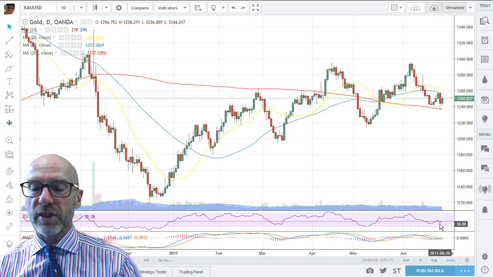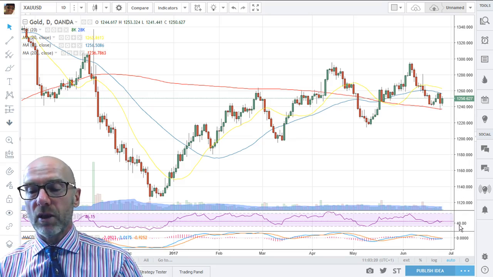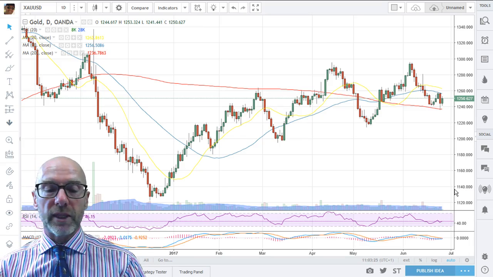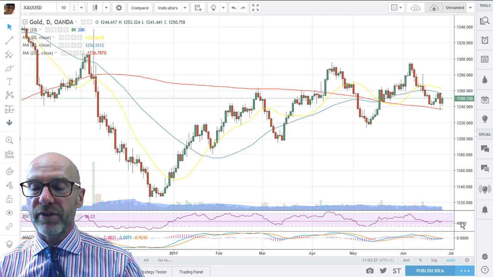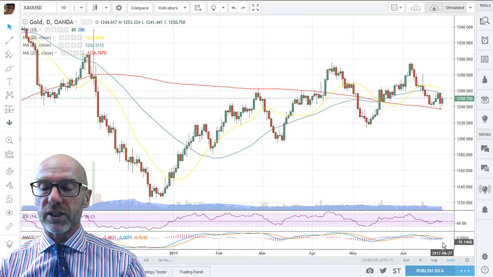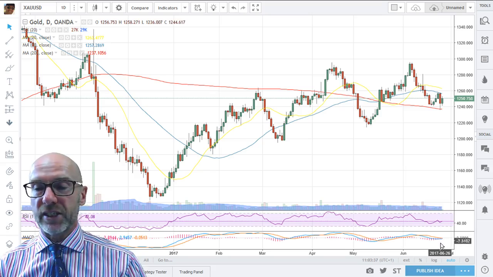Potentially you could say we've had a non-confirmation on the spike lower yesterday, in that the RSI wasn't as low. Let's keep an eye on that at the moment. I'm just ignoring it at the moment, keeping an eye, but we are below 50. A move down towards this 200 day would push that lower, and the MACD, another momentum indicator, is still negative.